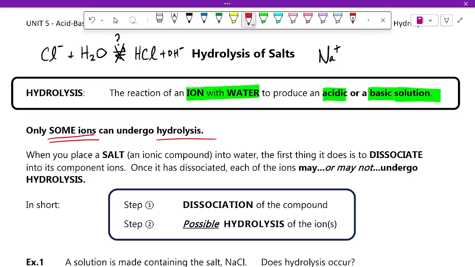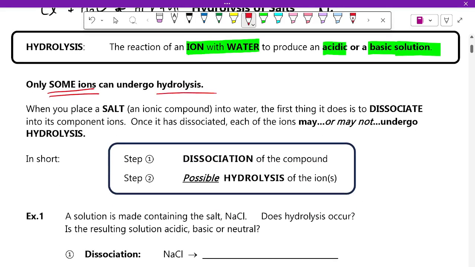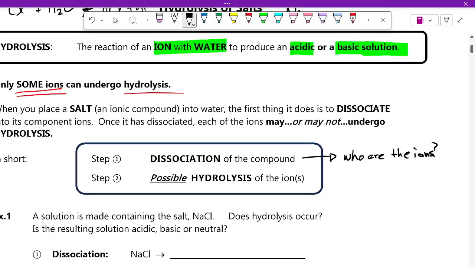So if you place a salt into solution, the first thing you have to do is dissociate it. And I like to call this, who are the ions? And then the second step is you have to look and say, can either of these hydrolyze? So this step I call, do they hydrolyze?